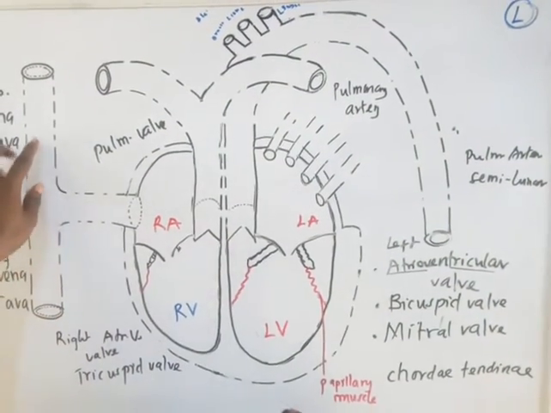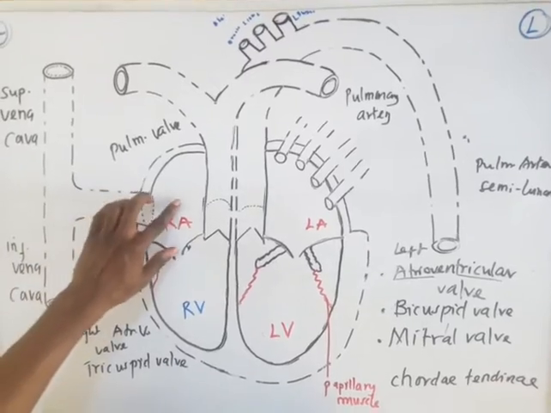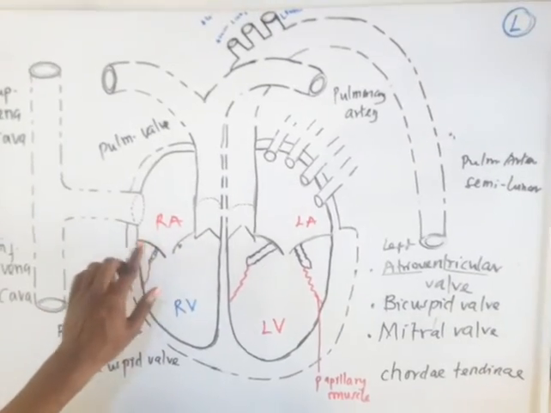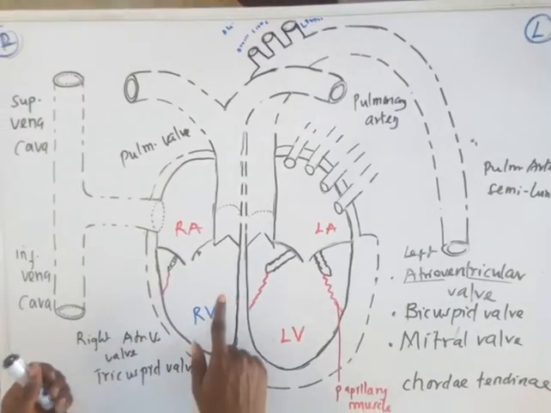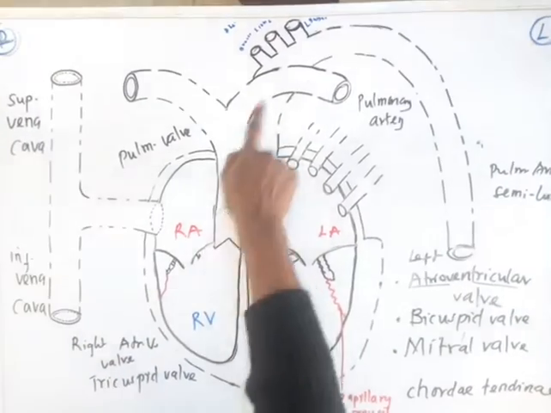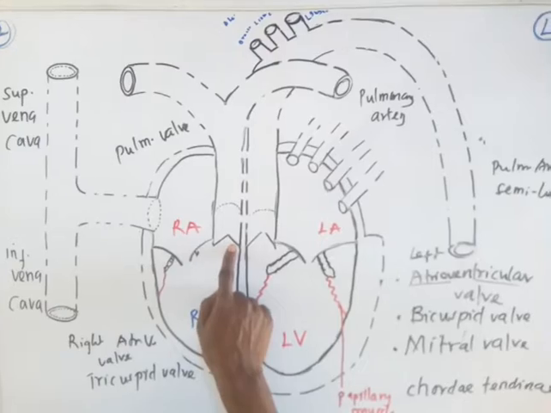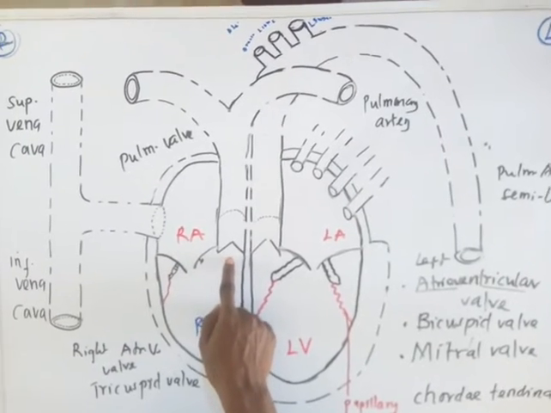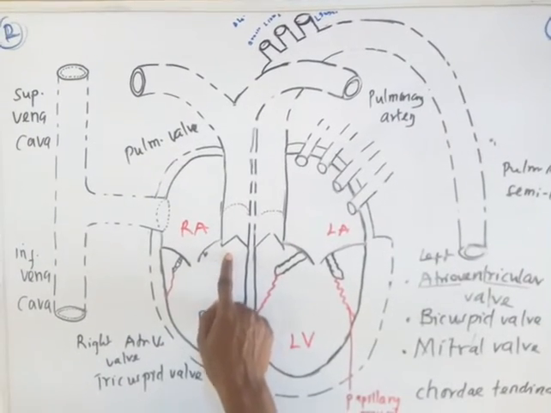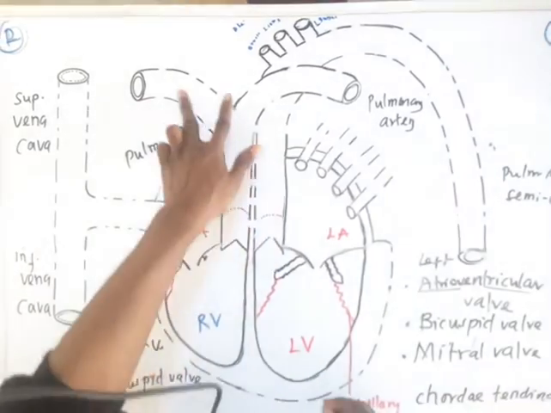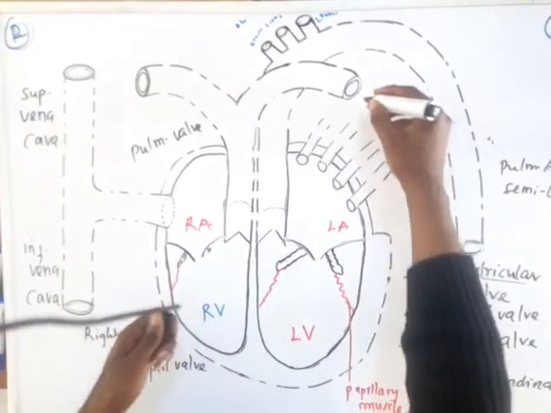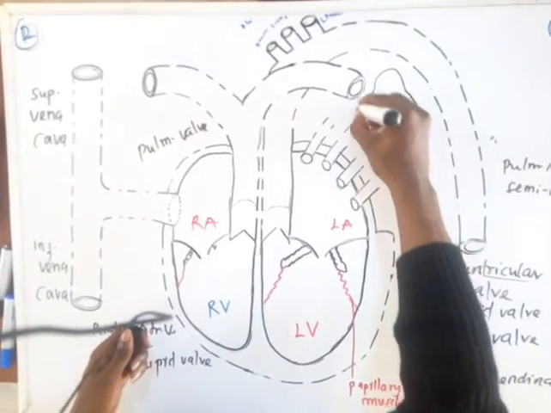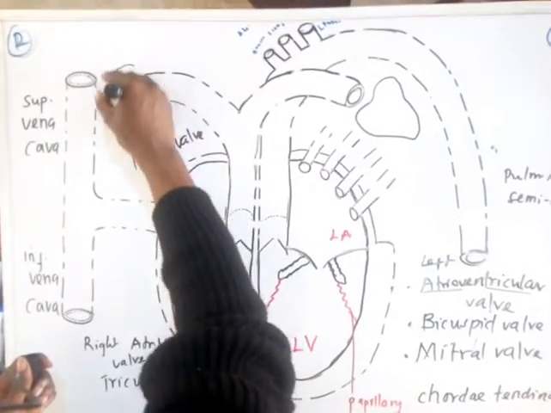Blood from the superior and inferior vena cava drains into the right atrium. This valve allows it into the right ventricle. Now it goes into this vessel called the pulmonary artery, with the help of this valve called the pulmonary valve or the pulmonary arterial semilunar valve. From here we have the lungs.